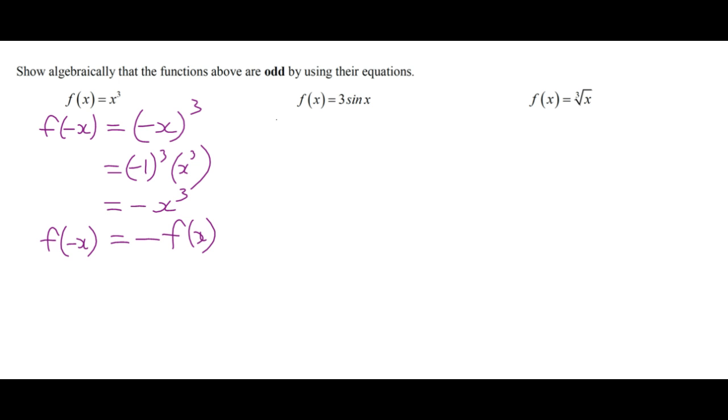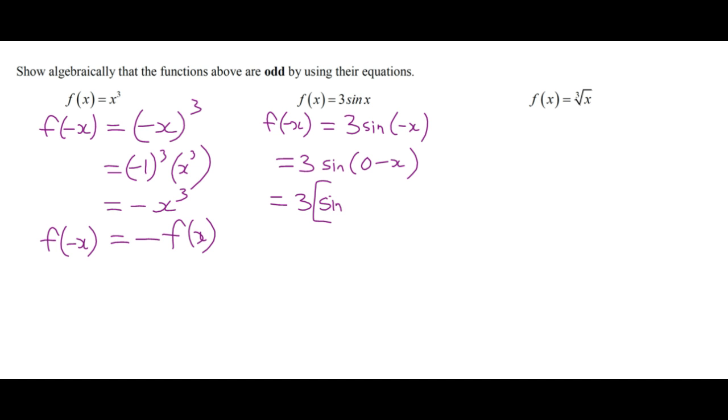3 sine x. Okay, so we're going to run through the same thing we did with cosine, only we're going to use sine. So it's 3 times the sine of negative x, which is 3 times the sine of 0 minus x, which is 3 times... Okay, so what's the formula for sine A minus B? It's sine A cos B minus cos A sine B.